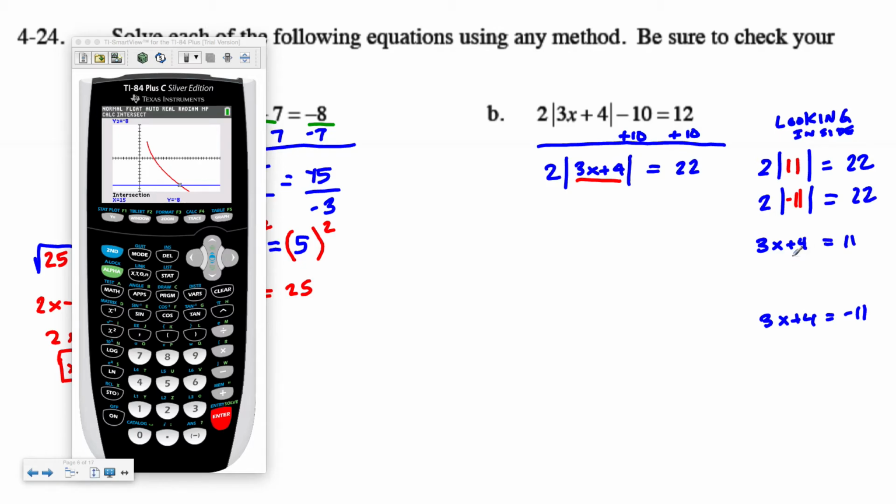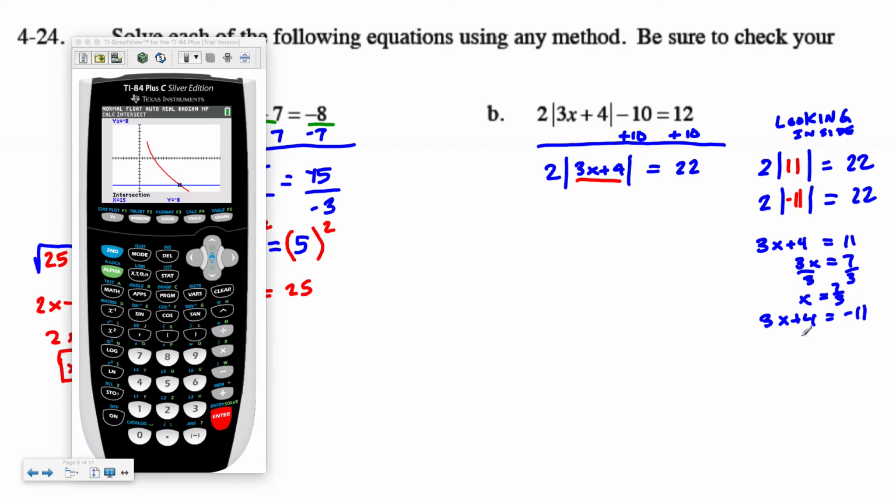Solve each of these. I'm going to subtract my 4 from each side there. I'm going to end up with 3x should equal, subtract 4 from 11, I should get 7. Divide each side by 3. And I get that x equals 7/3.